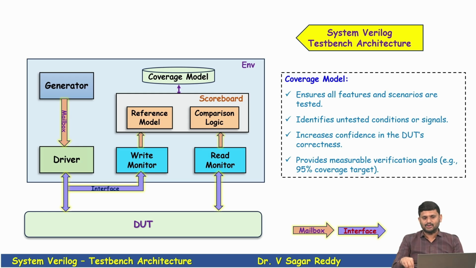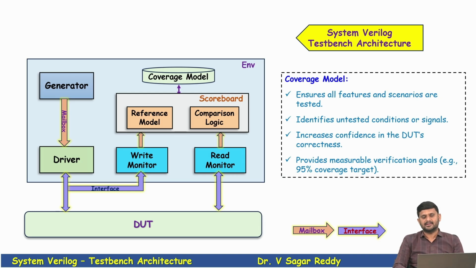So that's your signal to write more targeted tests. And the third one, increase the confidence in the DUT's correctness. High coverage means high confidence. Low coverage means there are still unknown risks in your design. And the last one, provides measurable verification goals.